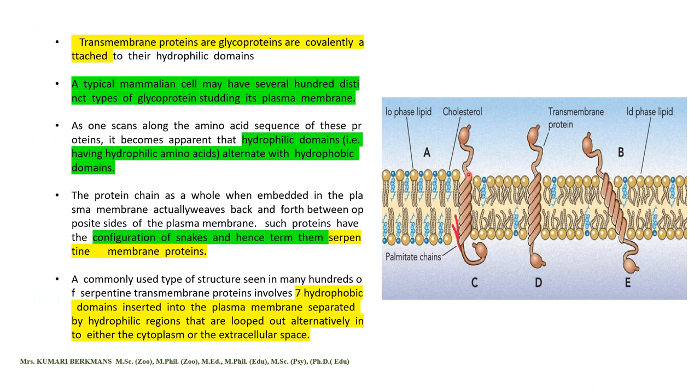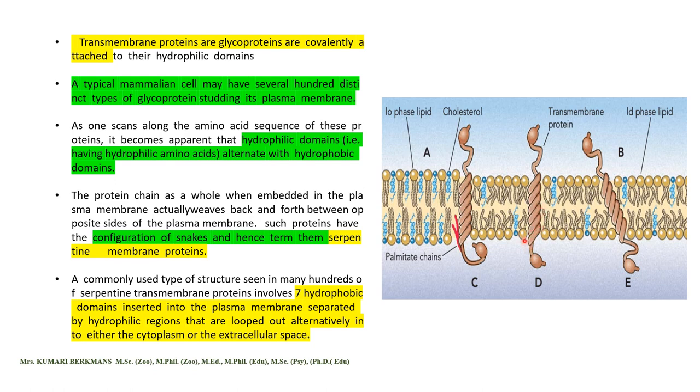Transmembrane proteins are glycoproteins. I told you already, glycoproteins are carbohydrate and protein combined together, covalently attached to their hydrophilic domain. See, this is the hydrophobic domain, and this is one hydrophilic and this is another hydrophilic domain. Okay, so it has three domains: one hydrophobic and two hydrophilic. Now a typical mammalian cell may have several hundred distinct types of glycoprotein studding its plasma membrane.